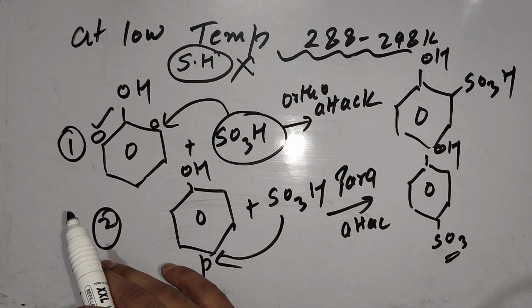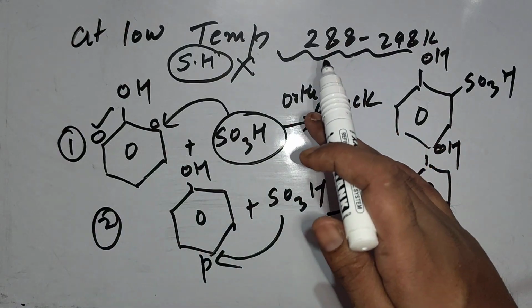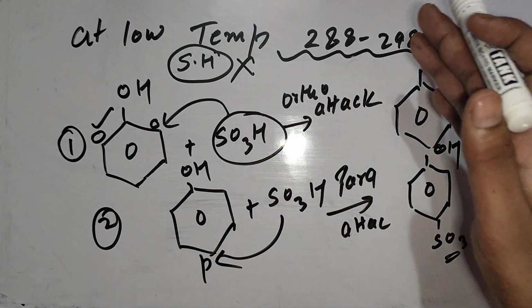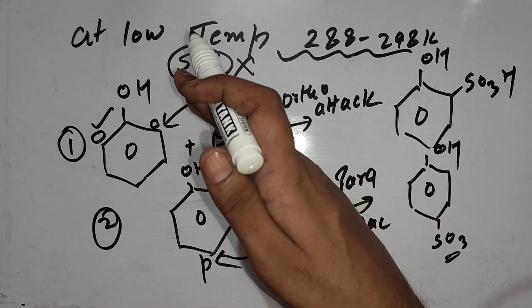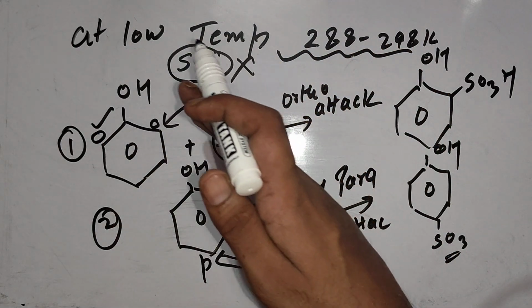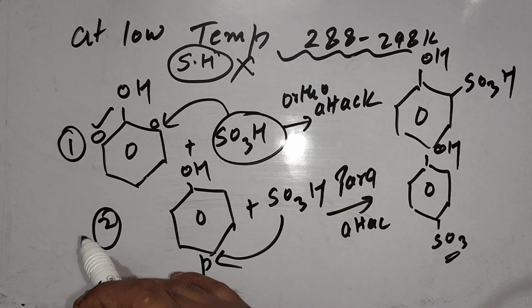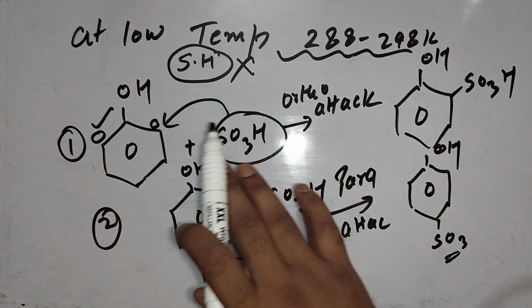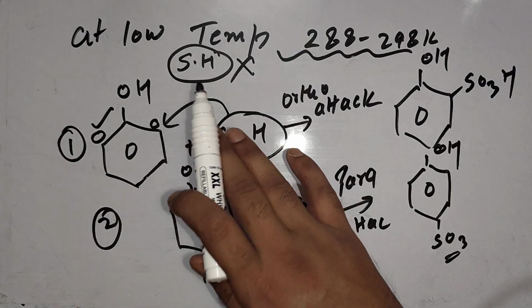And again I am repeating, don't say steric hindrance will be here. We are dealing at 298 Kelvin temperature. Already I have said at this temperature steric hindrance will be dominated by intermolecular force of attraction. So we will not consider steric hindrance here. Cross it out. Forget steric hindrance at this temperature. Without steric hindrance, answer me, which attack will be fast here?